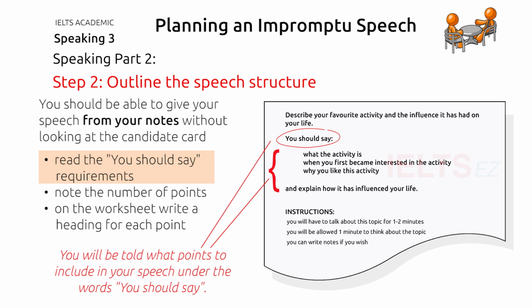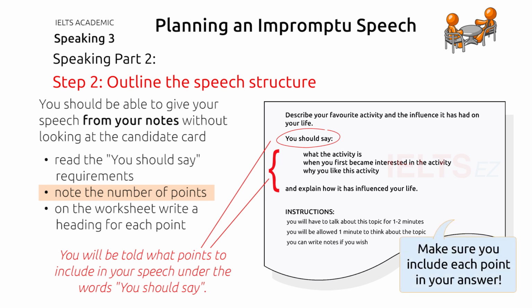using the sample candidate card on the screen. You're asked to describe a favorite activity you did when you were younger. Notice on this card there are 4 points which you need to mention. The points are: what the activity is, when you first became interested in the activity, why you like this activity, and explain how it has influenced your life.